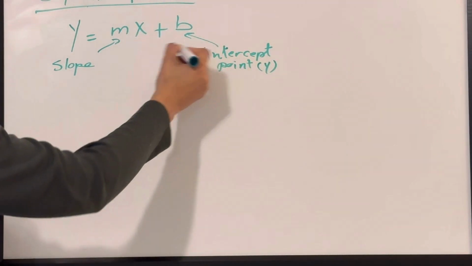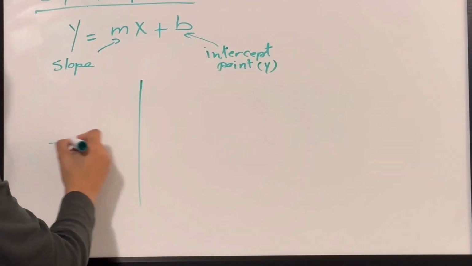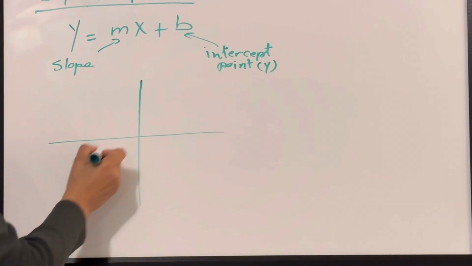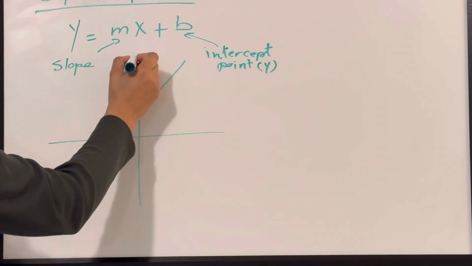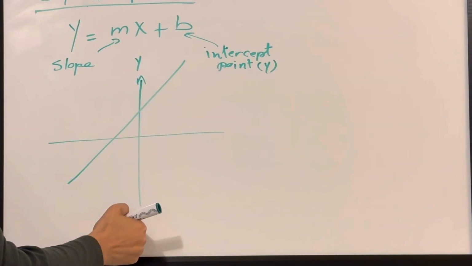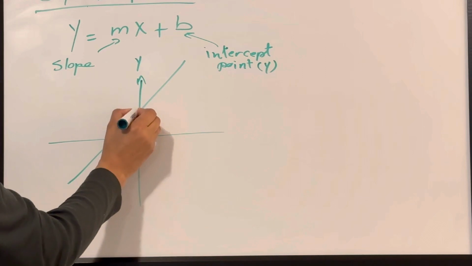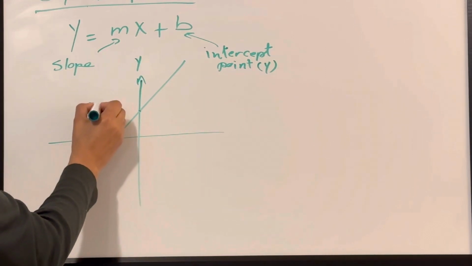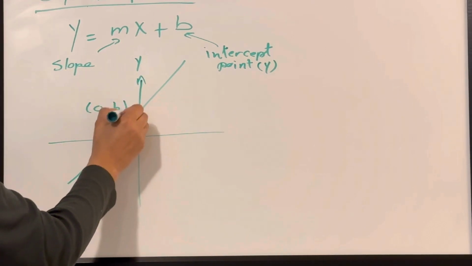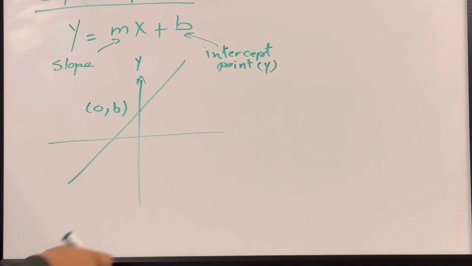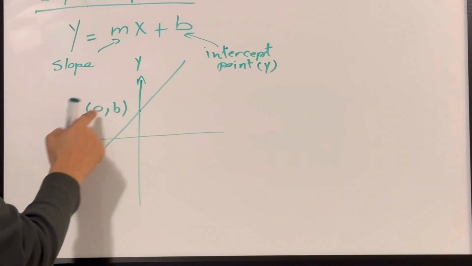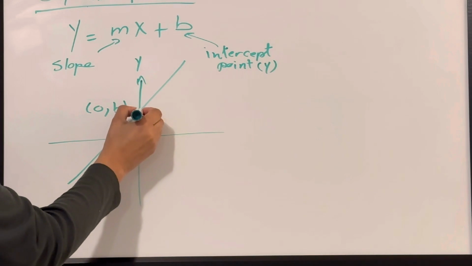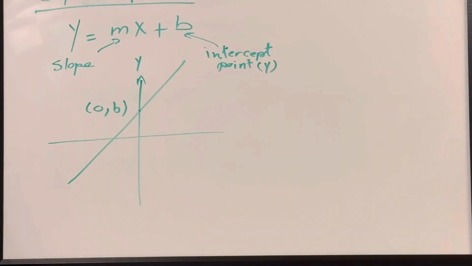So what does this mean? It means that if I have any line and this line intercepts the y-axis at a point, the coordinate of this point will always be 0 and b. b can be any number on the y-axis, but the x value of this point will always be 0 because it intercepts the y-axis.